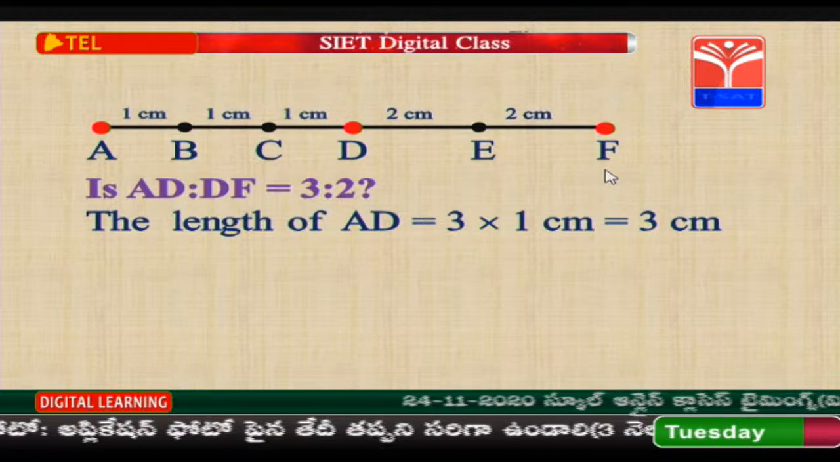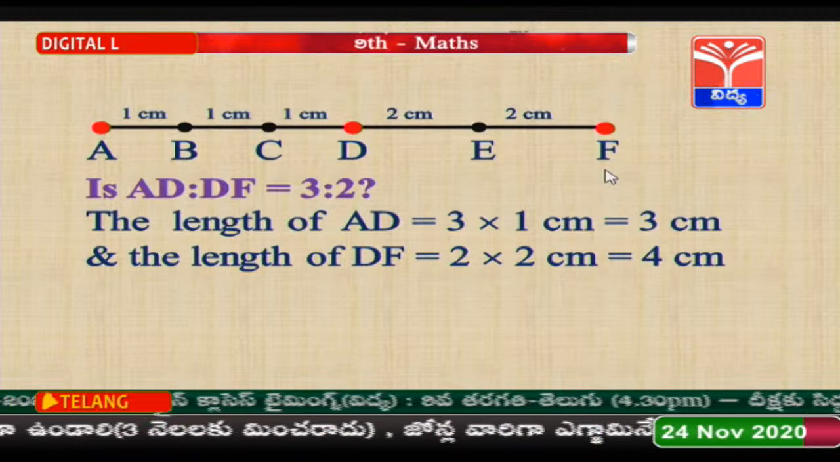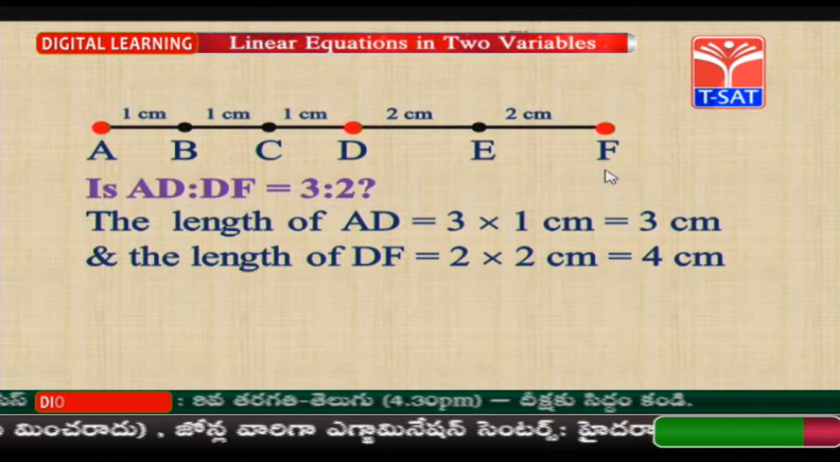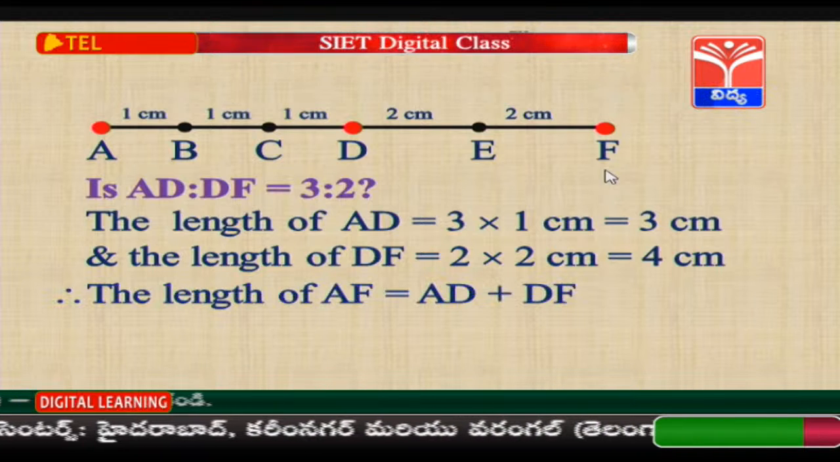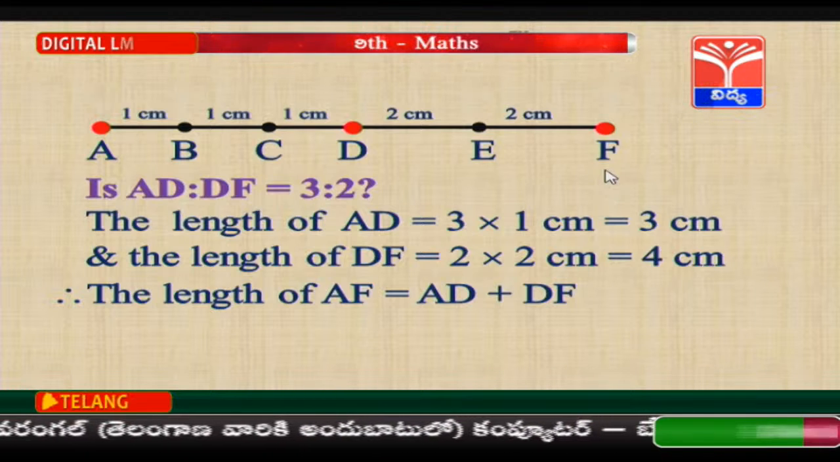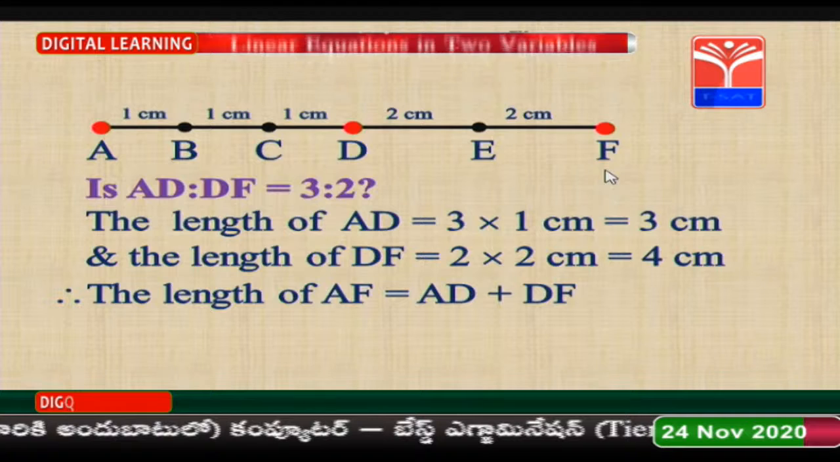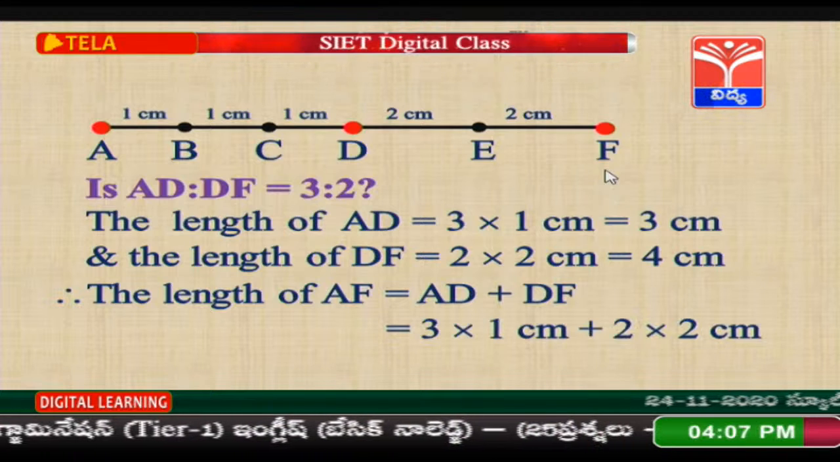3 centimeters. The length of DF, there are 2 parts, 2 into each part is how many centimeters? 2 centimeters. That means 2 into 2, that is 4 centimeters. When you are taking the total length, that is AF, it can be written as AD plus DF, which is 3 into 1 centimeter plus 2 into 2 centimeter.